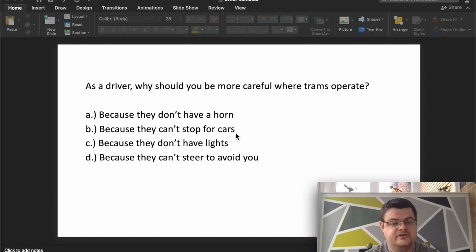Because they can't stop for cars? A tram's going to be able to stop, isn't it? It's going to be harder for a tram to stop, but it is going to be able to stop. Otherwise, they'll never be able to stop at their tram stops to pick up passengers. Because they don't have lights? Well, would a tram stop operating at night time? No, they probably stop at night time. If they're operating at night time, they're going to have lights on. Because they can't steer to avoid you? That's probably going to be the answer.